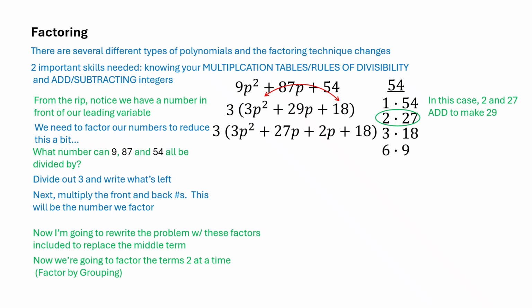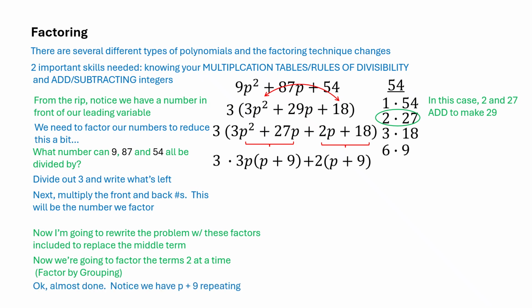Now we're going to factor the terms 2 at a time. So 3p squared plus 27p. What's the biggest number I can divide the numbers by, and how many p's can I take out at one time? Hopefully you guessed 3p. Divide and leave in parentheses what's left, which should be p plus 9. Let's do that again over here. 2p plus 18. Well, in this case, only one of the terms has a variable, which is 2p. 18 is just a number. So at the very least, all we can do is reduce this by dividing by 2.